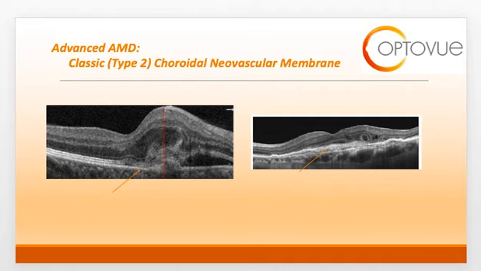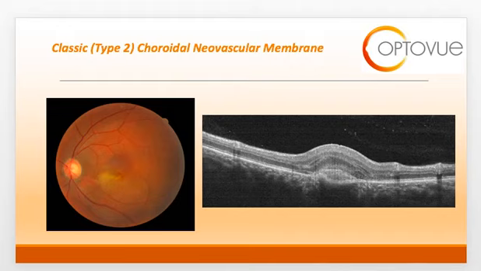On OCT, a type 2 CNV will appear as a subretinal hyperreflective material, as you can see here. It is above the level of the RPE. Type 2 CNV is common in exudative AMD, as well as in patients with acquired defects in their RPE, such as pathological myopia. On this slide, again, you can locate the RPE and you can notice that the area of abnormal hyperreflectivity is above the level of the RPE.